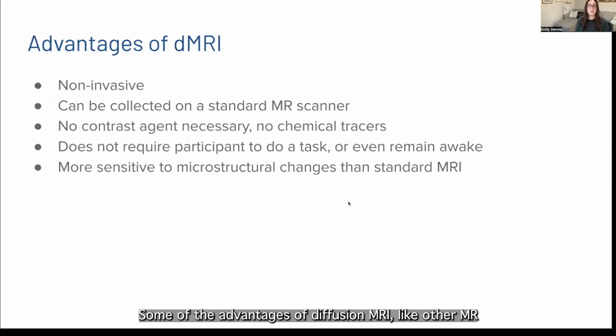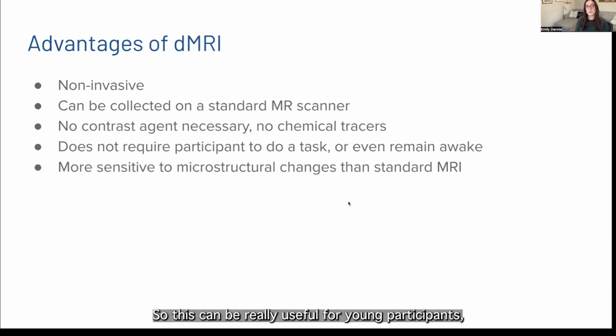Some of the advantages of diffusion MRI, like other MR sequences: it's non-invasive. It can be collected on a standard MR scanner. You don't need special equipment or special software for the most part, it just needs tweaking some parameters. There's no contrast agent necessary or chemical tracer, so there's no injection. There's no radiation exposure, as in all MR scanning. It does not require a participant to do a task or even to remain awake.